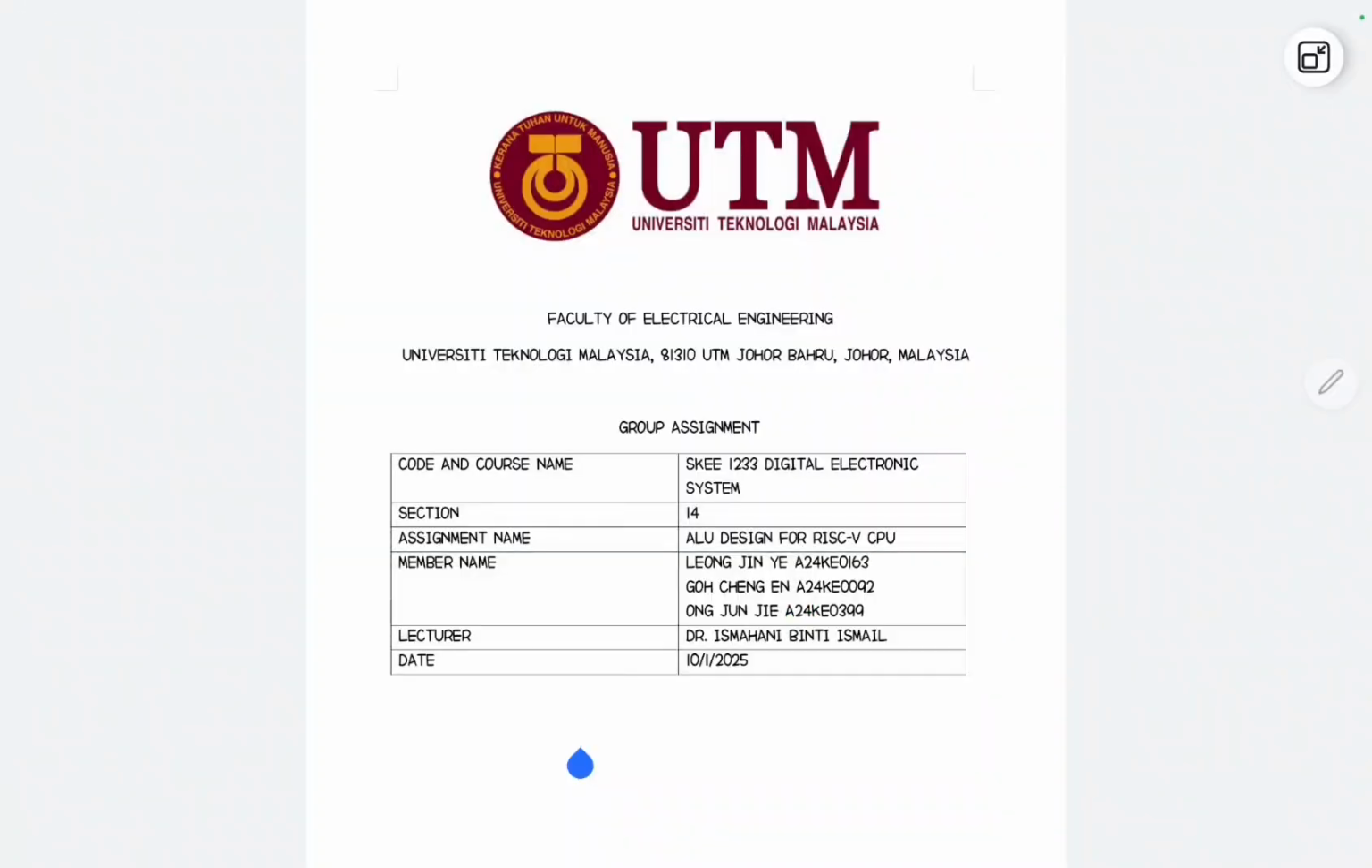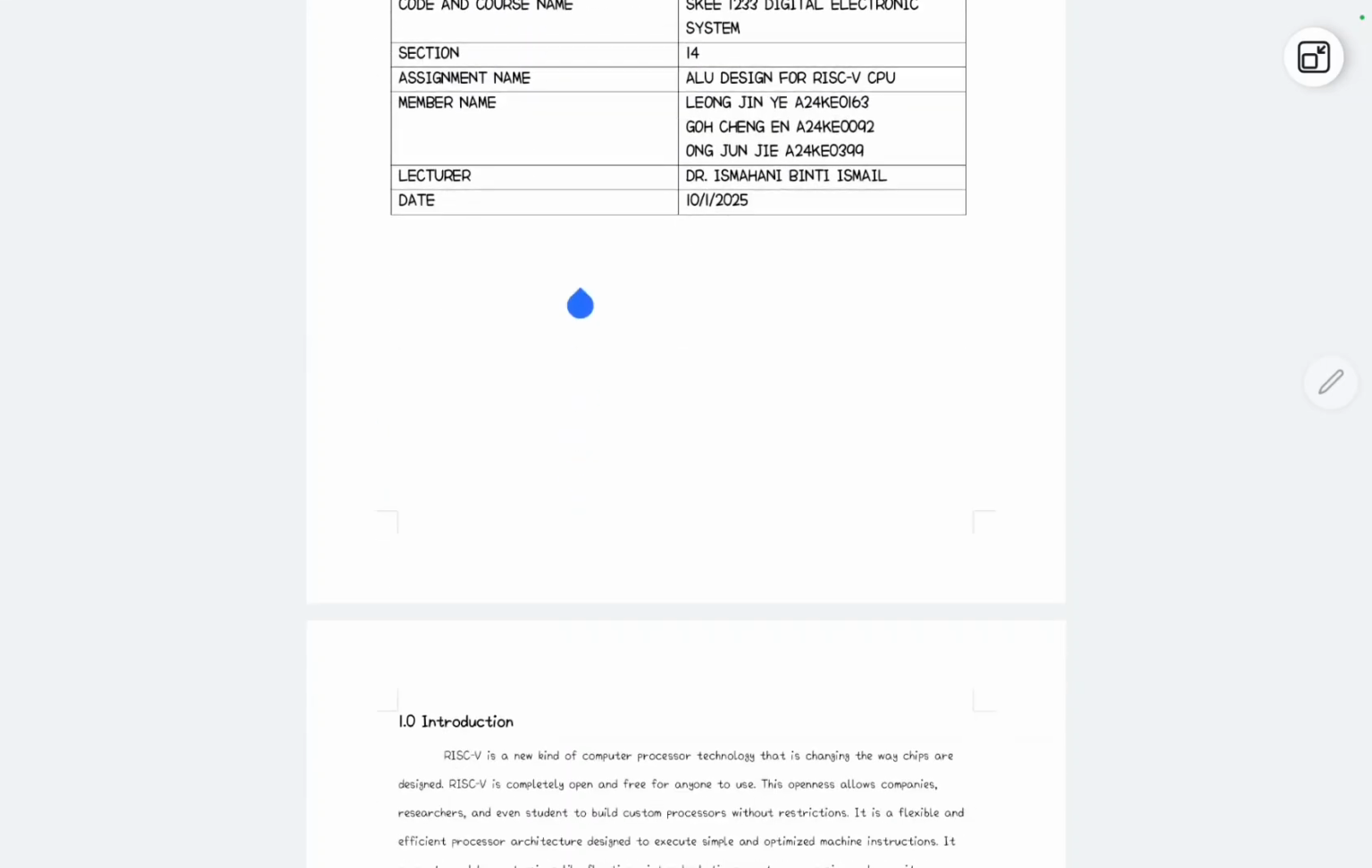Hello, I am Onjun and this is our project of Digital Electronic System course. Our assignment is called ALU Design of RISC-V CPUs. I have 3 members in this group. First is Jingye, second is Chen En, and third is me, Zhenjie. And our lecturer is Dr. Ismail Ali. Let's start the introduction parts.